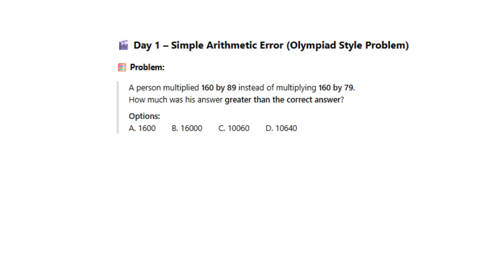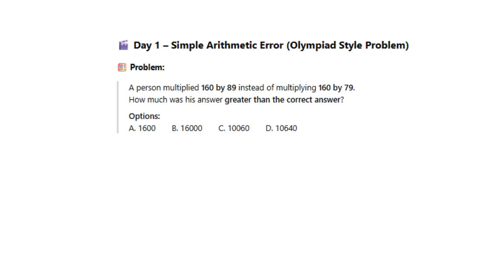Today we are going to solve this problem. So let's first read the problem statement. A person multiplied 160 by 89 instead of multiplying 160 by 79. How much was his answer greater than the correct answer?